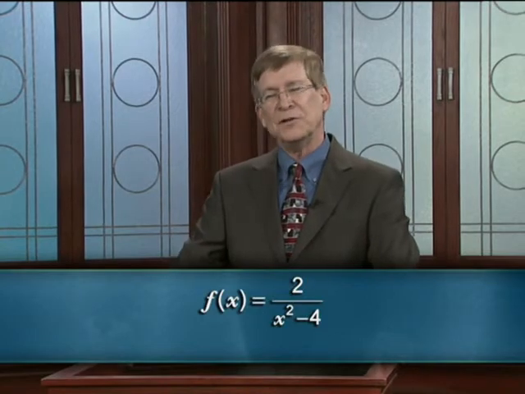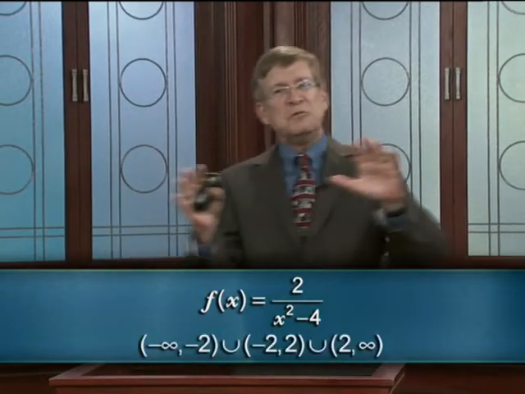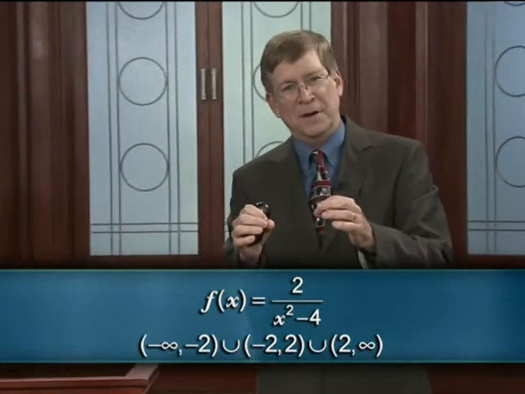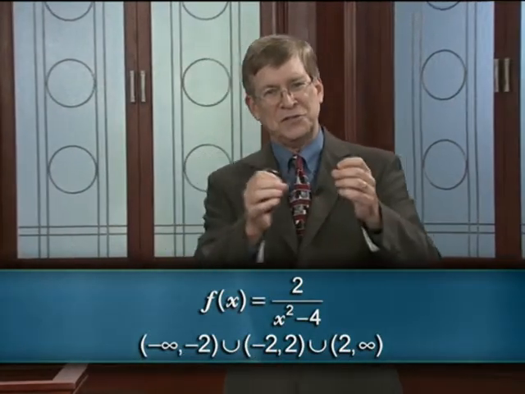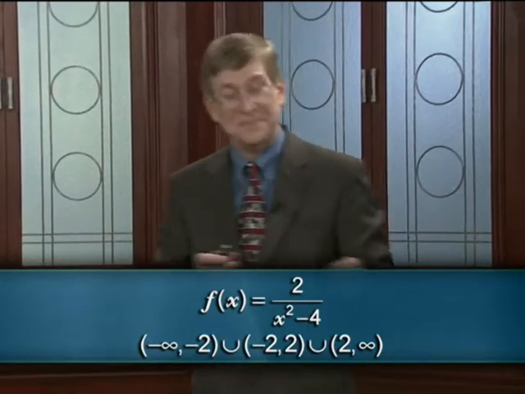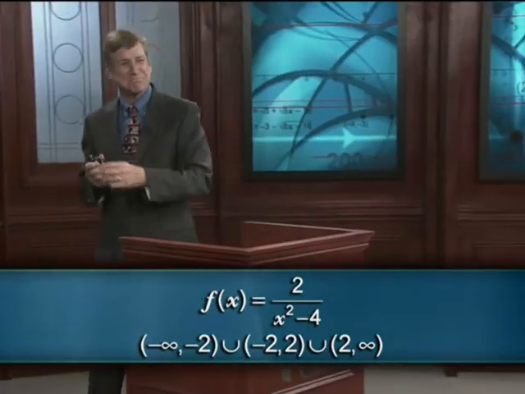And hence you could write the domain as a triple union: minus infinity to minus 2, then you hop over minus 2 and go from minus 2 to 2, and then you hop over 2 and go from 2 to infinity. Kind of an interesting answer. All right, we're back to you being the teacher again.